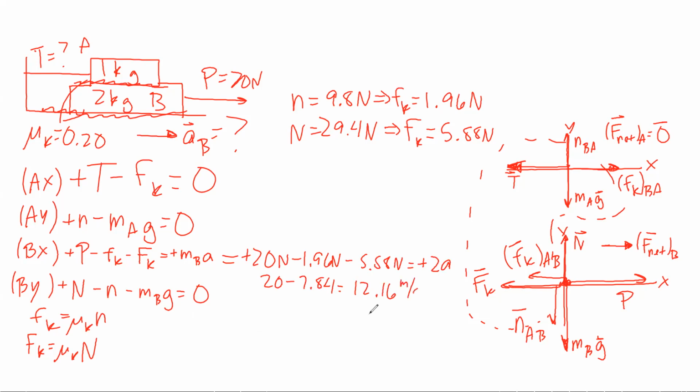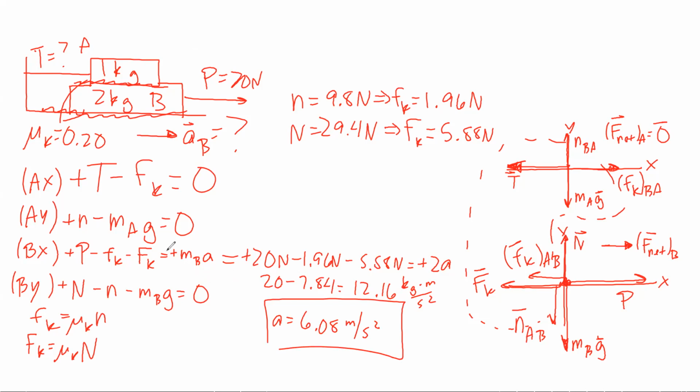Meters per second squared. And then finally, no, the units are wrong. Kilogram meters per second squared. And so finally, we're left with an acceleration of F net over 2. So divide that 12.16 by 2. I can do that. It's 6.08 meters per second squared. And that's the answer. Very good.